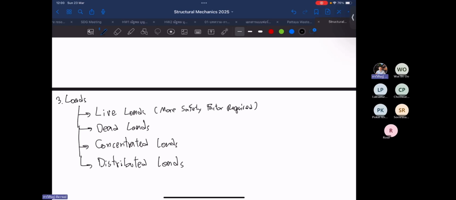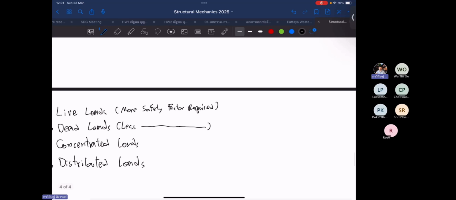Okay, but the dead load is the permanent load. So it is difficult for the dead load to be changed throughout the time. The dead load is mainly from the self weight of the structure. So if there is no corrosion, if there is no erosion, if there is no crack or broken, the weight of the material must be the same. So this one will require less. Okay, less safety factor.